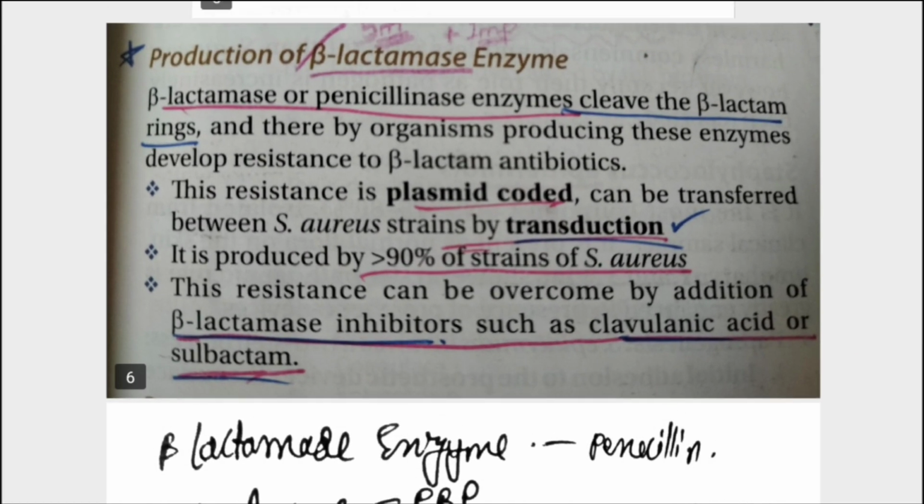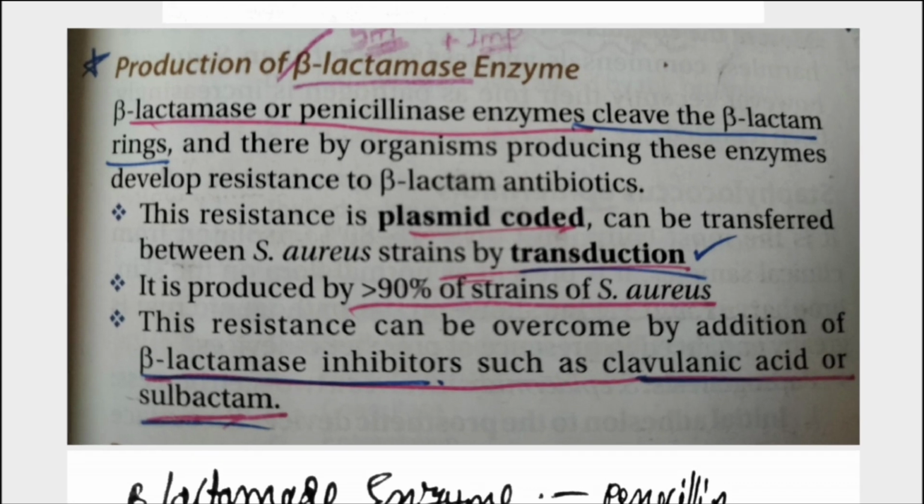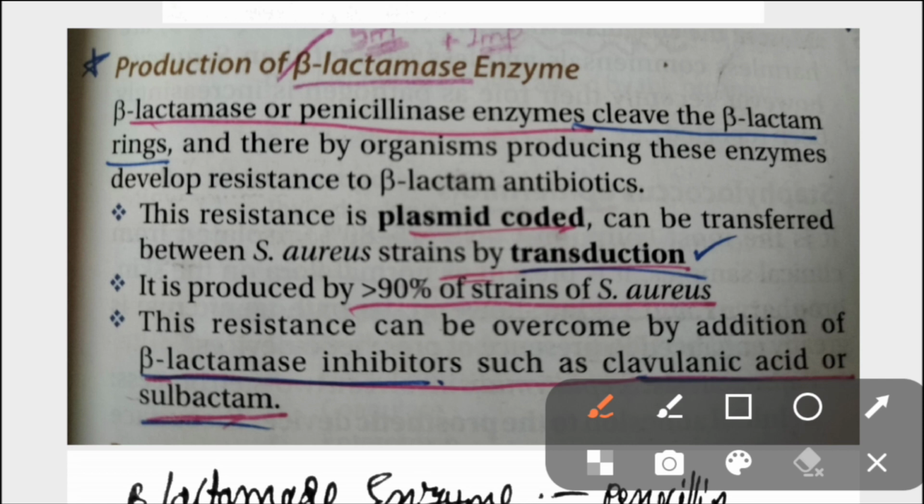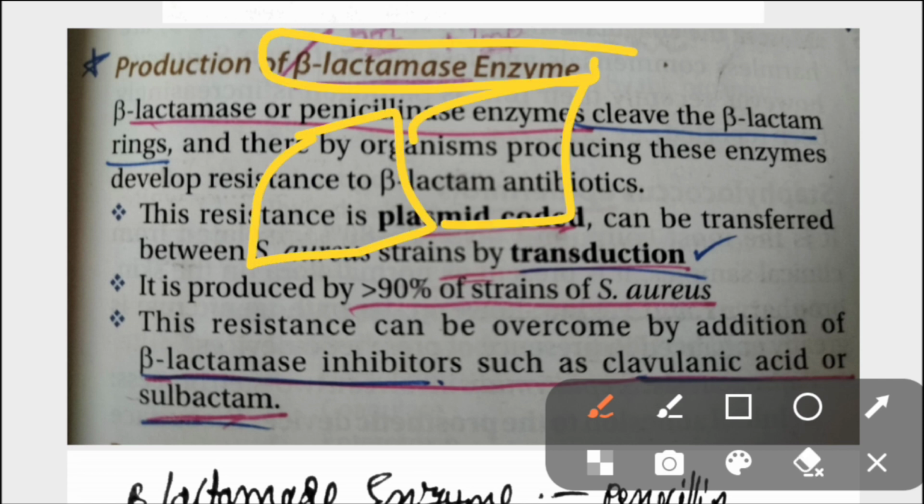Okay, what is the mechanism of resistance? Production of beta lactamase enzyme. This enzyme degrades the beta lactam ring, which is present in antibiotics. Thus, the action of antibiotics is lost, and the bacteria show resistance against those antibiotics.